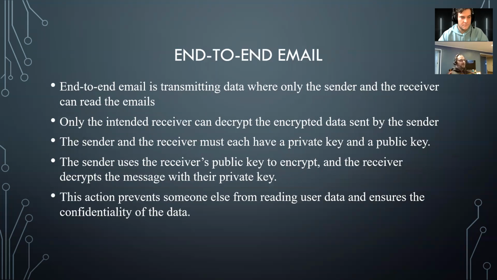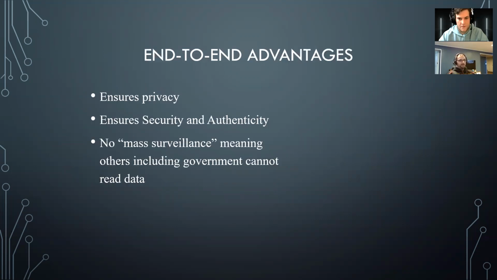End-to-end email is transmitting data where only the sender and the receiver can read the emails. Only the intended receiver can decrypt the encrypted data sent by the sender. The sender and the receiver must each have a private key and a public key. The sender uses the receiver's public key to encrypt, and the receiver decrypts the message with their private key. This action prevents someone else from reading user data and ensures the confidentiality of the data.